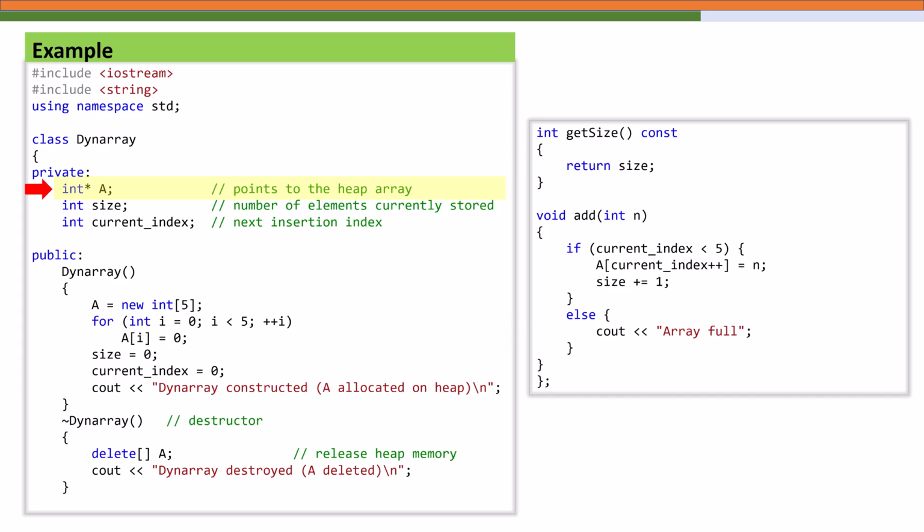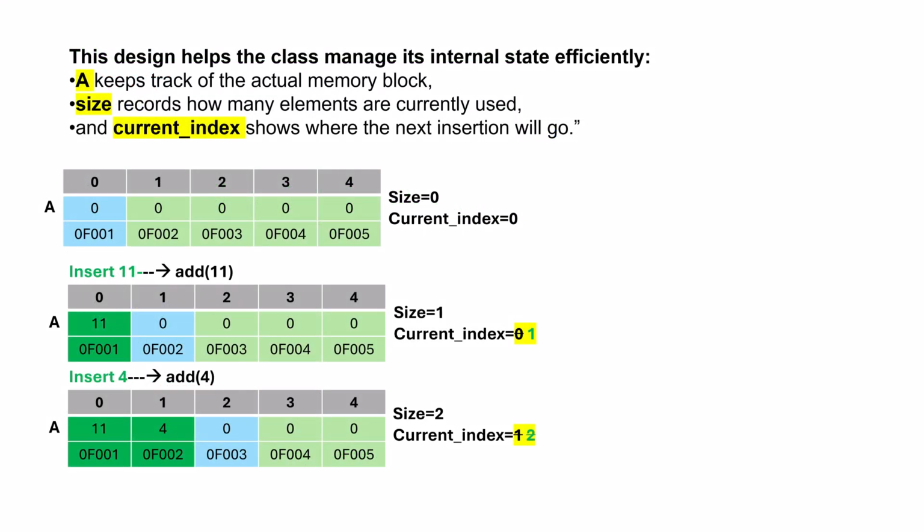This array is created inside the constructor using that new keyword, new int 5. So A is like a reference or handle to that block of memory, that 5 cells block. Next we have two integer variables named size and current_index, and while they sound similar, they basically track two different things. Variable size represents the number of elements currently stored in the array.